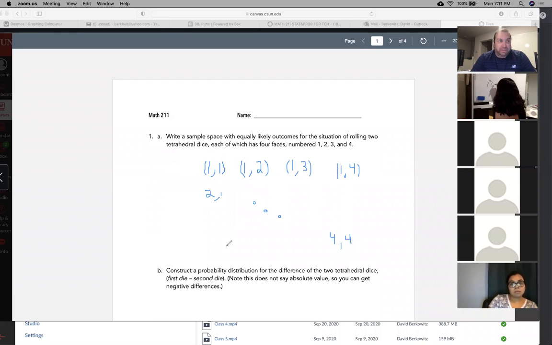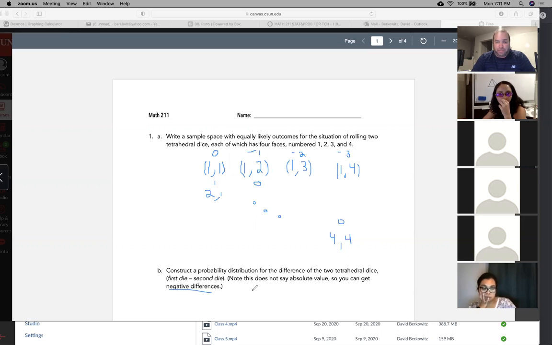Then it says construct a probability distribution for the difference of the 2 tetrahedral dice, first die minus second die. So 1 minus 1 gives me a 0. 1 minus 2 gives me a -1. And in fact, it even says you're going to get negative differences. 1 minus 3 is -2. 1 minus 4 is -3. 2 minus 1 is +1. 2 minus 2 is 0. And you go through all of them. You don't have to put the numbers here. I'm just listing them here.